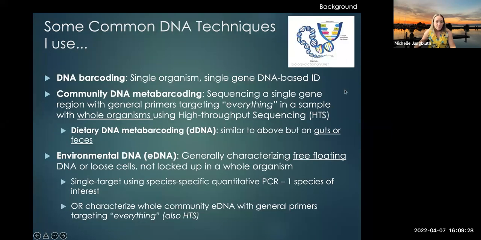Before I get into my actual research, I'll briefly introduce some of the common DNA techniques that I use and that I'll refer to. One of them is DNA barcoding, and this tends to be targeting single organisms, where you're targeting a single gene within that organism and getting a DNA-based ID, or a DNA sequence, for that one organism. With community DNA metabarcoding, that is sequencing a single gene region with general primers targeting everything in a sample with whole organisms using high throughput sequencing.